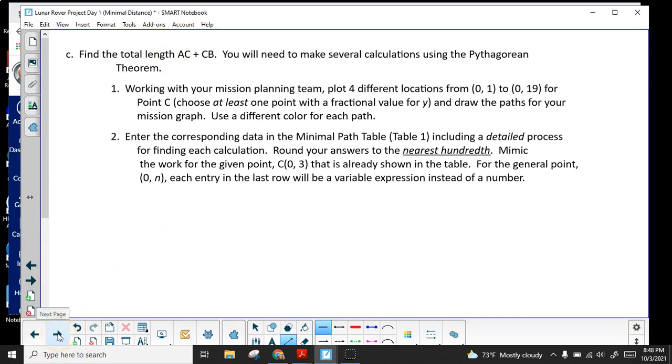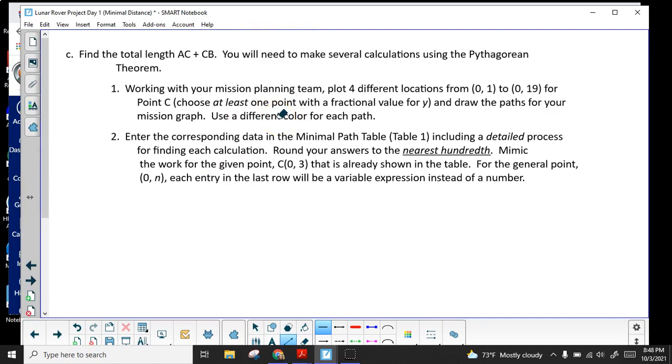You're going to work with your mission planning team, and you're going to plot 4 different locations along the y-axis for point C. We're going to calculate the point C at 0, 3. I want you to choose at least one point with a fractional value for y.